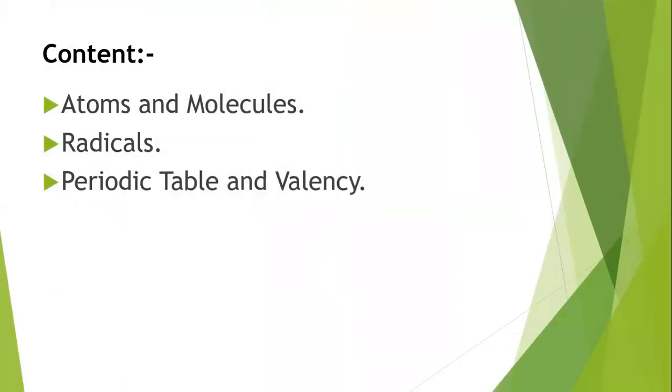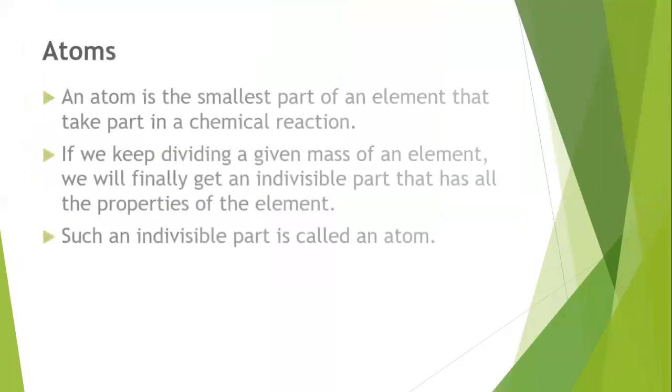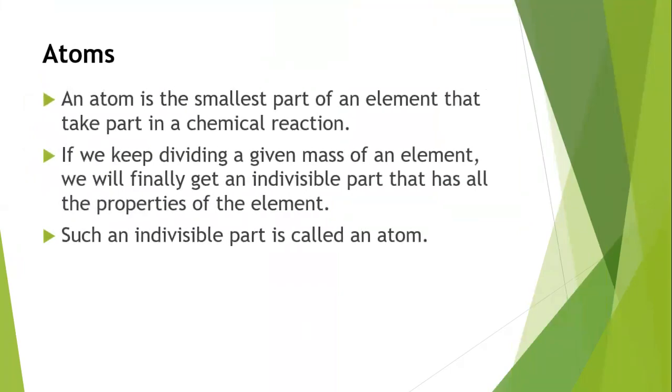Now, the topics which we will discuss in part 1 of this chapter are atoms and molecules, radicals, periodic table and valency. So first of all, the thing we are going to study is the atom. Atoms form molecules and often another kind of entity, which we call a radical. So in this chapter, the first thing we will study is the atom.